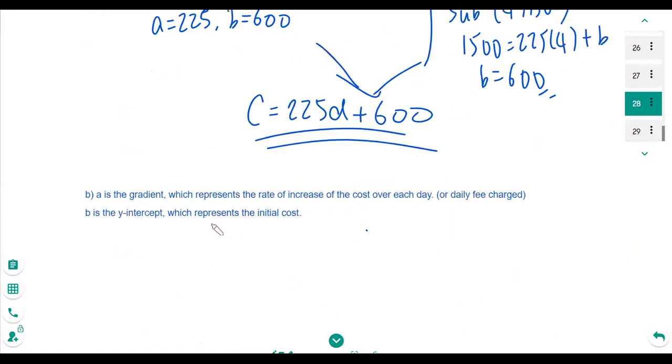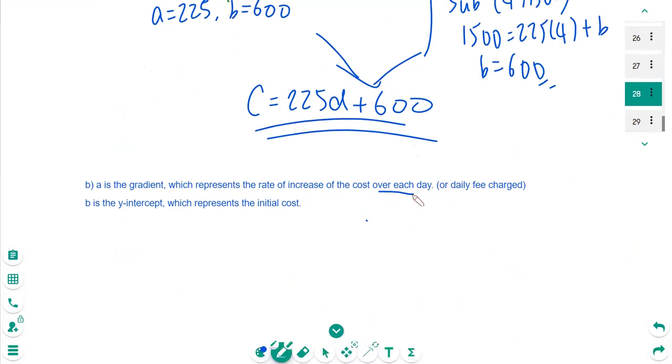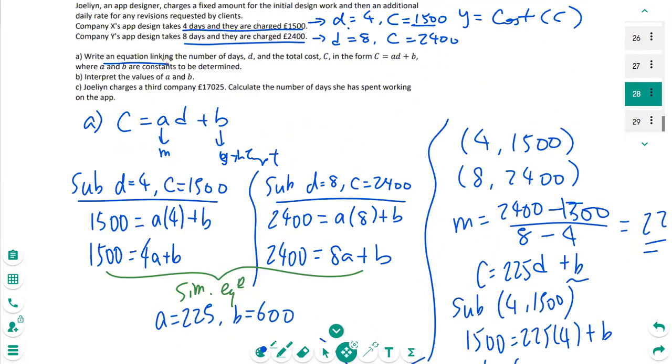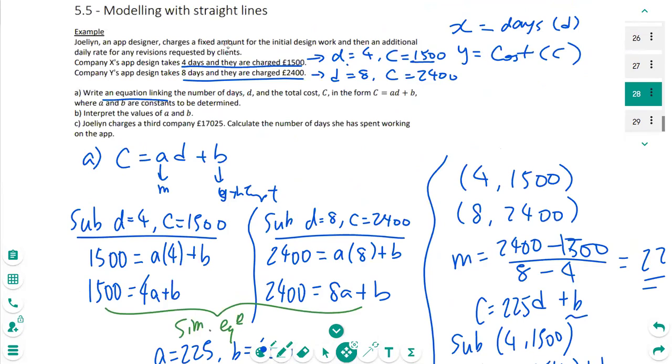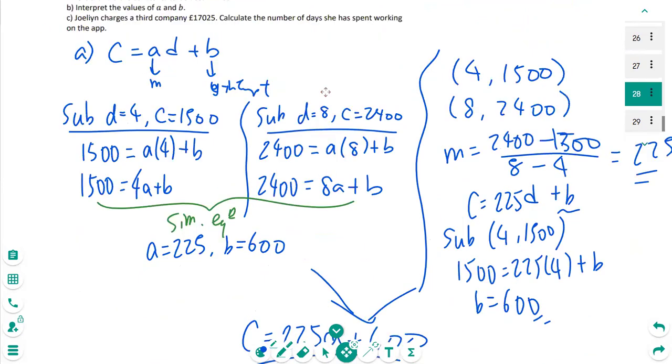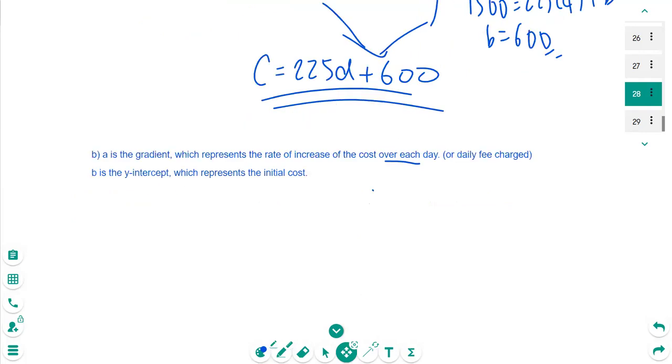So hopefully you should have the answer. A is a gradient, which represents the rate of increase of the y, which is cost over day. But over day doesn't sound grammatically correct. So over each day or per day. Okay, so you can say per day. Or it's basically the daily fee charged. How do we know that? Well, it's actually given to you by the question. It's a fixed amount of initial work and daily rate. So it's essentially the daily rate. And B is the y-intercept, which represents the initial cost.